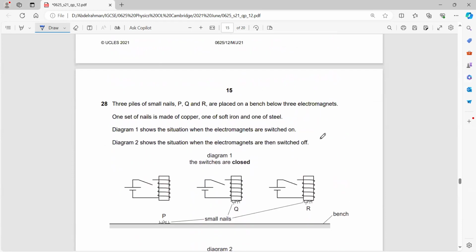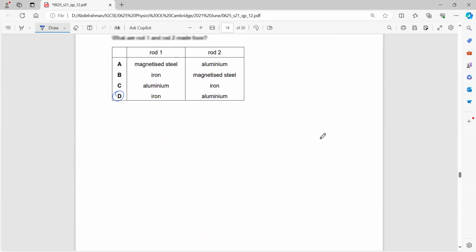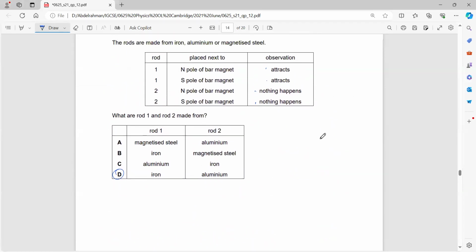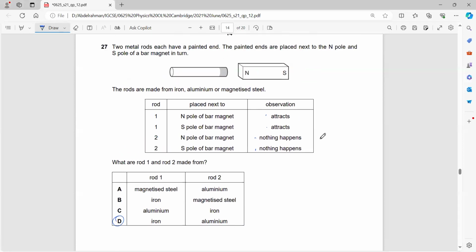Why can't it be A? In A, if you have a magnetized steel, it would attract from one end and repel from the other end. It should attract from one end and then repel from the other end. It cannot be A in this question.